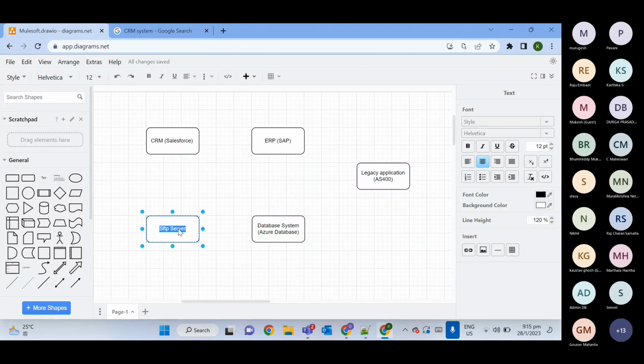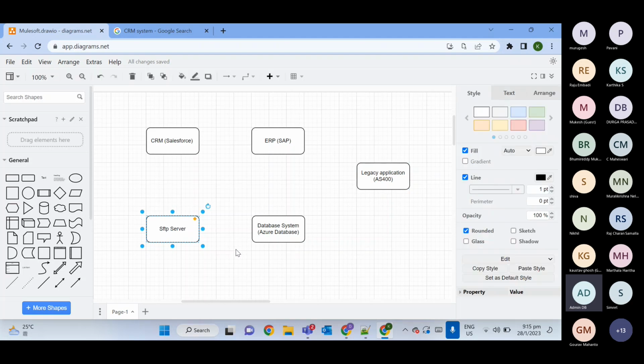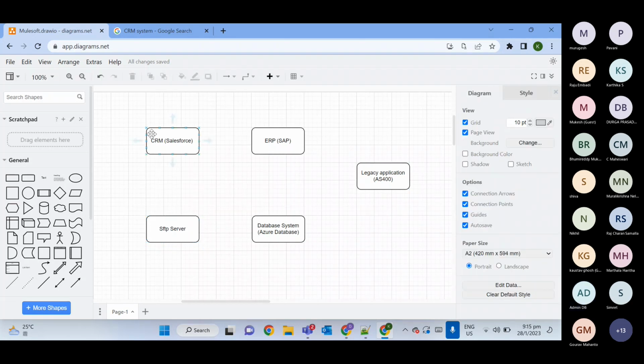Now to run this organization, we need this many systems. But one challenge you can see here: this is in Salesforce, this is in SAP, this is in AS400, this one is an Azure database, this one is an SFTP server. All are from different vendors. They are based on different technology. So it will be difficult for them to communicate with each other.